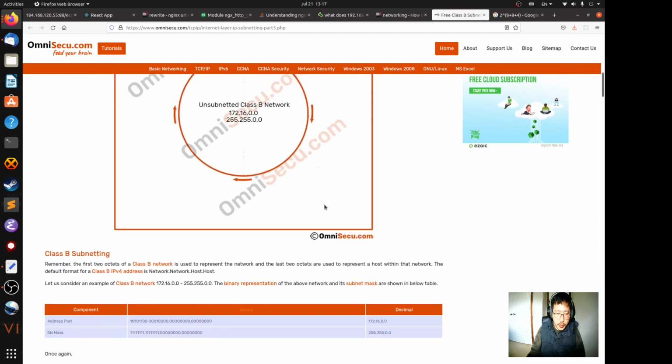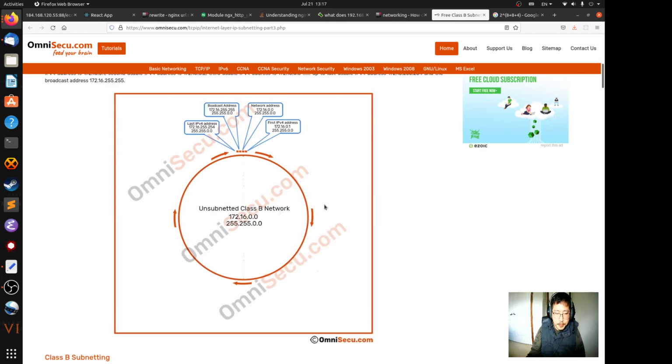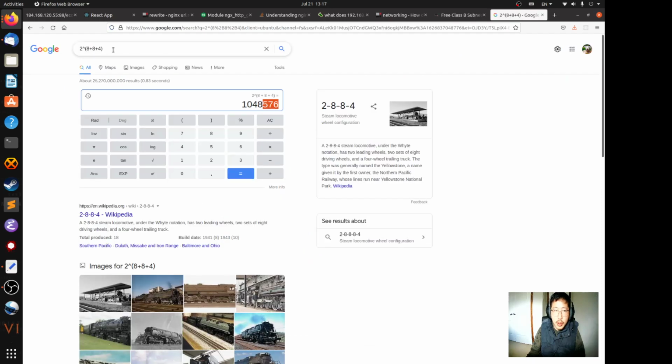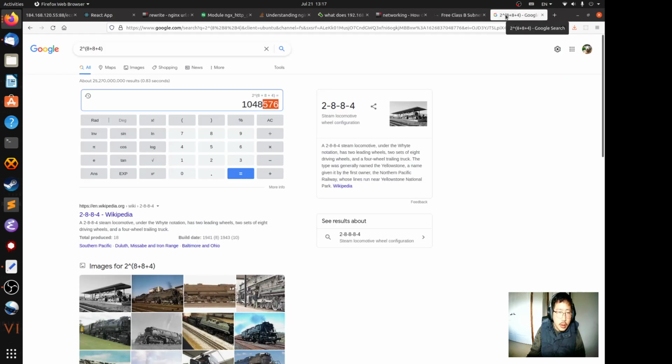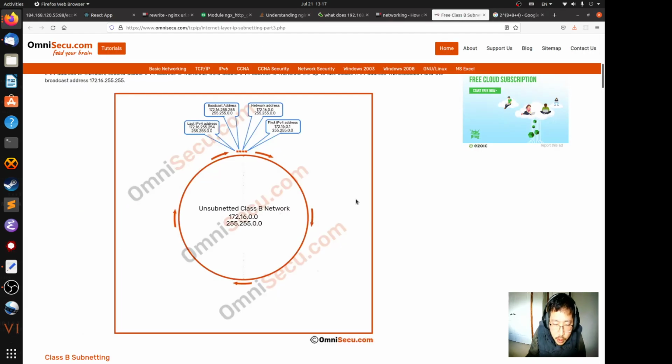Can you guess how many hosts are possible with an unsubnetted Class B network? The host part is the third and fourth octet, right? So that's 16 digits, right? So it should be... well, am I doing it wrong?